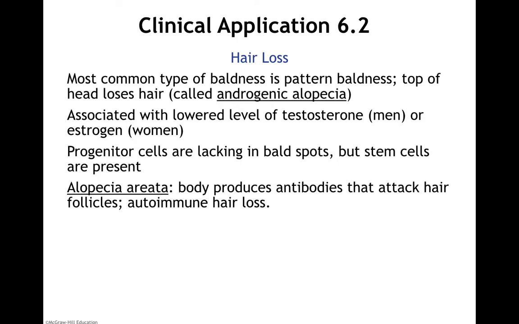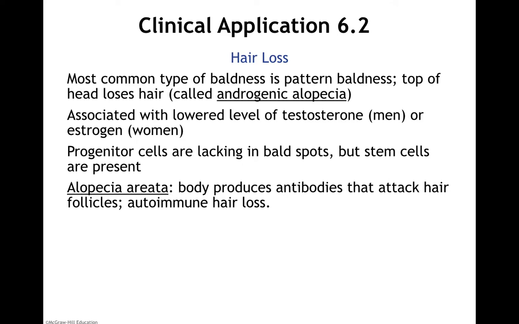Hair loss. The most common type of baldness is pattern baldness. The top of the head loses its hair. It's also called androgenic alopecia. Alopecia refers to hair loss. Androgenic is because it's under the influence of testosterone. It's associated with lower levels of testosterone in men or estrogen in women.